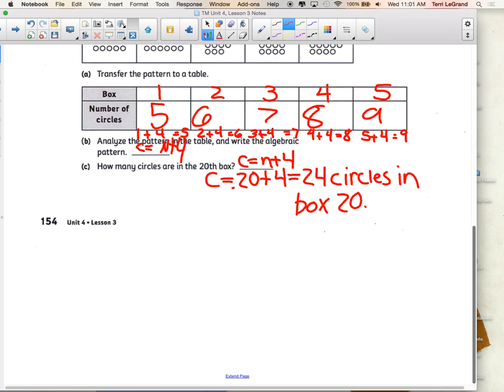Yeah? Okay, so the final answer here is this one, and we want to circle this one in our notes also. We agree with the algebraic pattern that Levi wrote. We agree with the answer that Sammy got for the 20th box and how many circles we have in it.